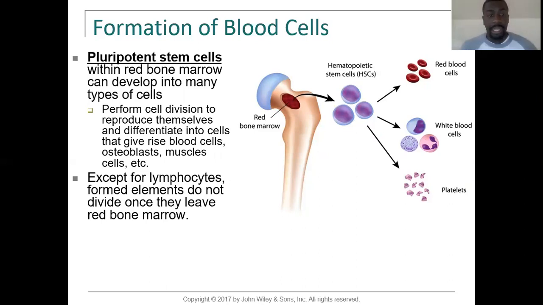The thing about these blood cells is that once they're produced, they're no longer able to undergo cell division, except for lymphocytes. Those are the only ones able to undergo cell division. Red blood cells, most white blood cells, and platelets can't divide once they've been produced. So the only way to produce new red blood cells is by starting with brand new pluripotent stem cells at the beginning of this whole process. So we're going to look at how this plays out.